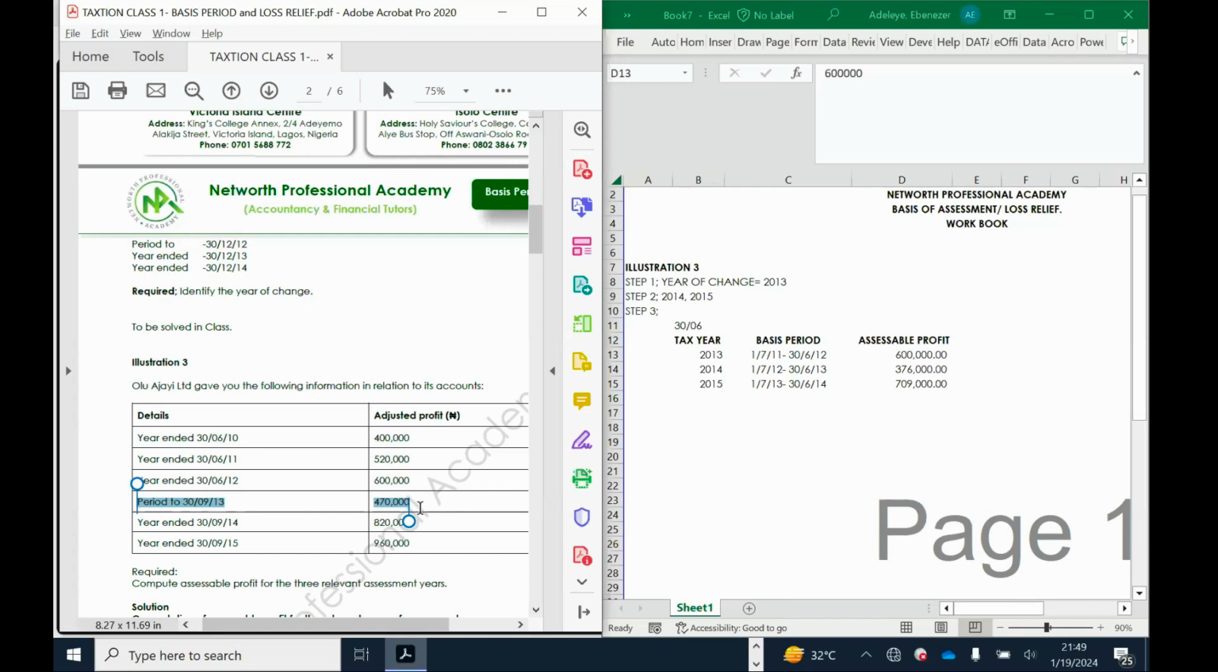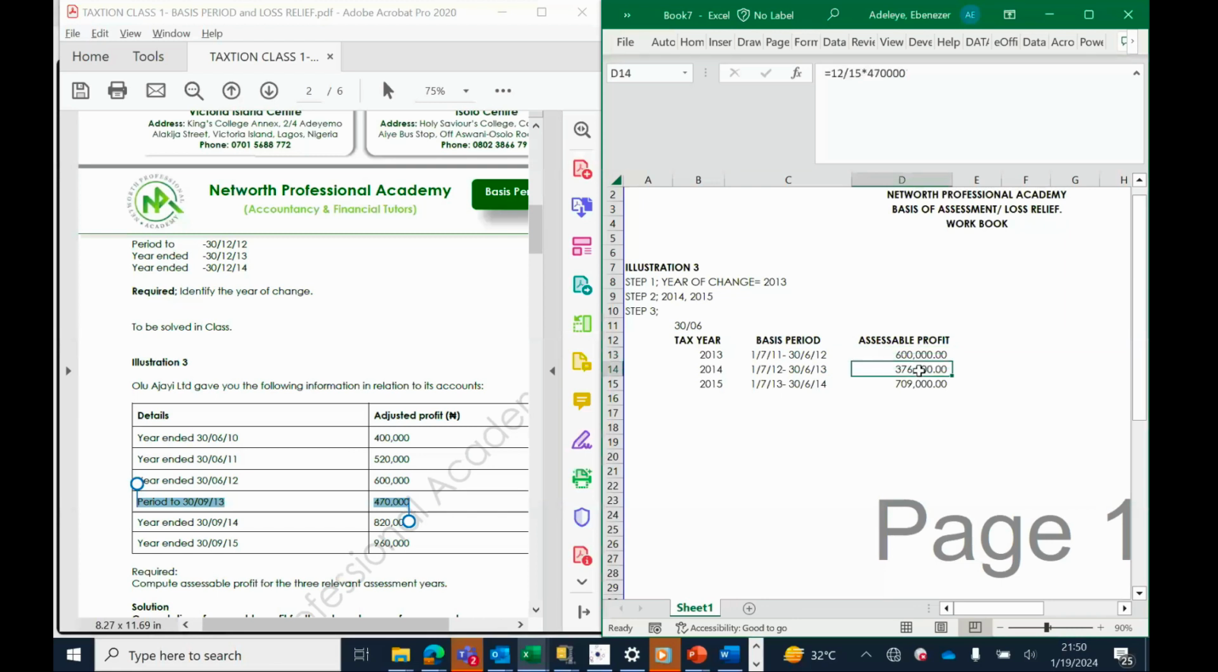So we have to prorate for the old accounting date. We have to prorate to be able to get our 12-month period, which started the day after this and ended within this, to get our profits for that period. Since this is a 15-month period, to get our 12-month period we say 12 divided by 15 times 470.